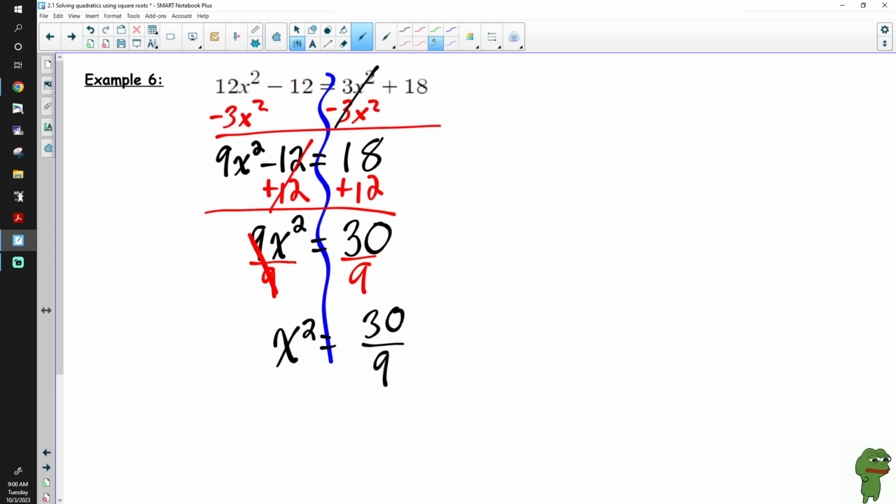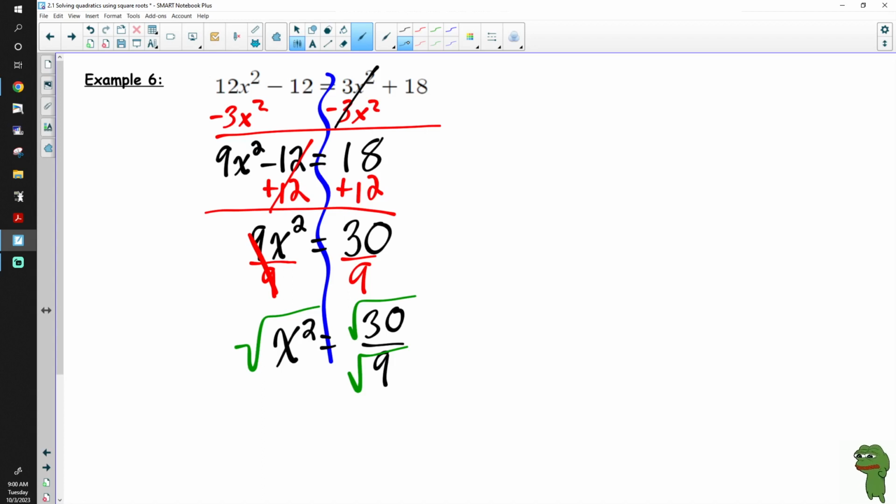What do I do to both sides? Do it now. Have you done it? Square root of both sides. Top and bottom. Top and bottom.